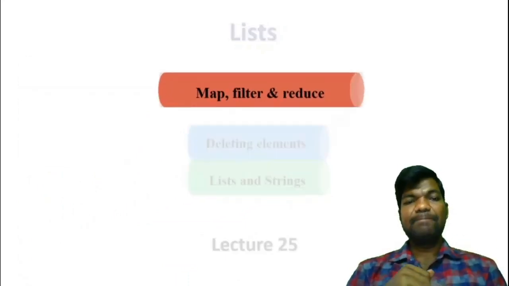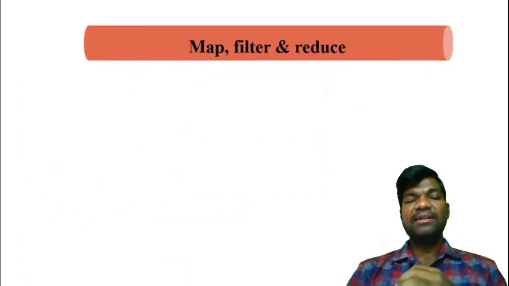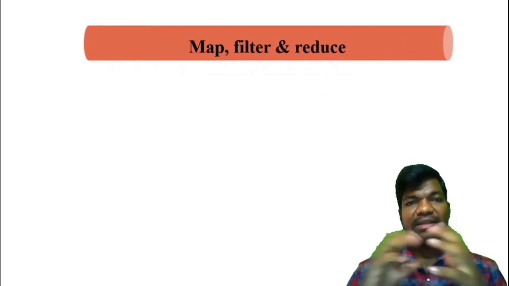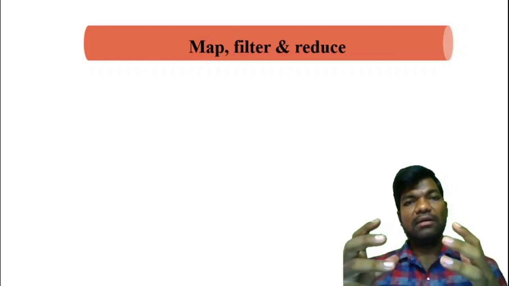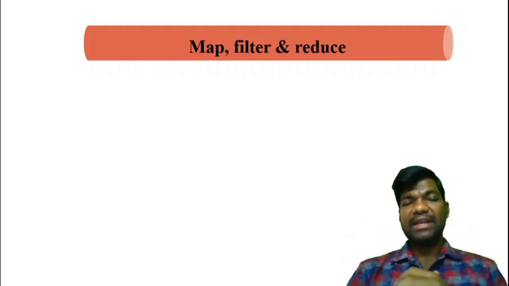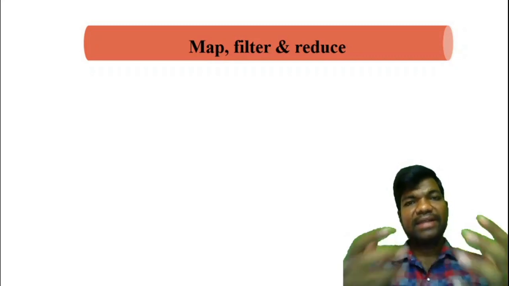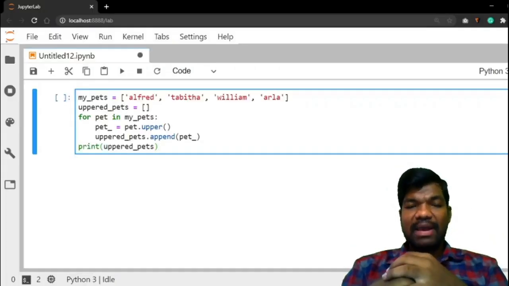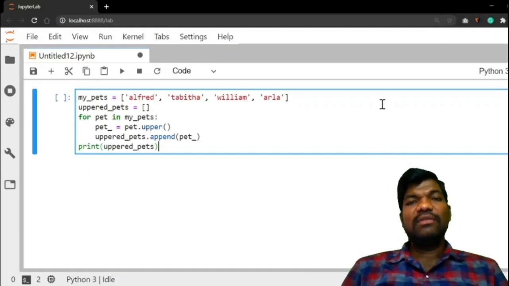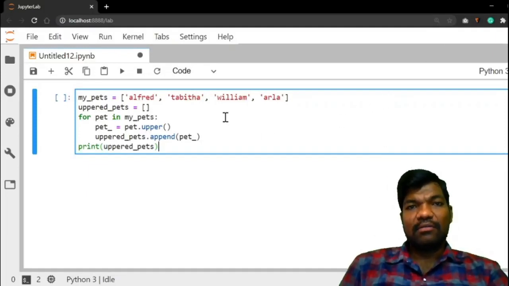First, coming to the map, filter and reduce. These 3 are very important in lists. So try to work with the practical examples. Let's get into the Jupyter Lab. Let's check one example for mapping. Before going to mapping, first check one normal example without mapping.